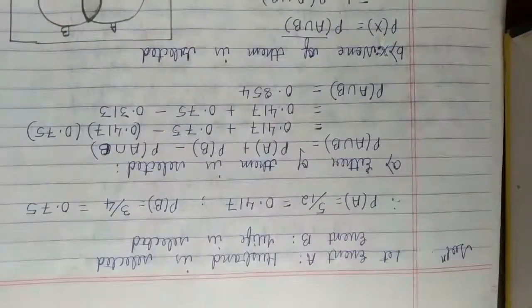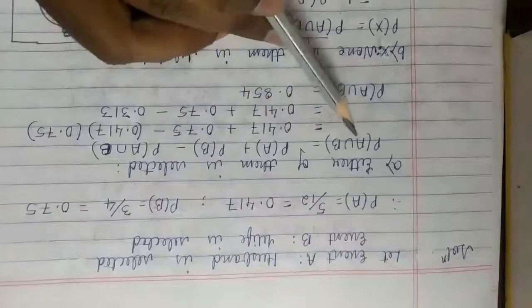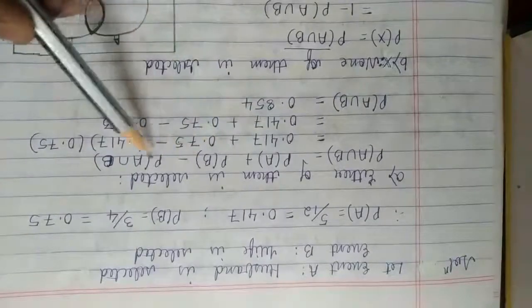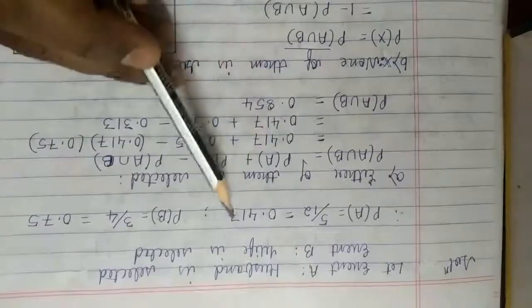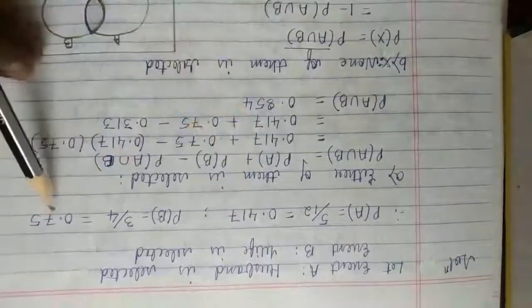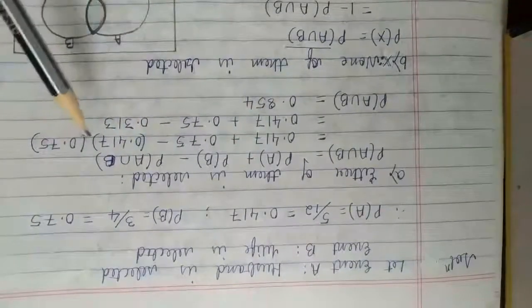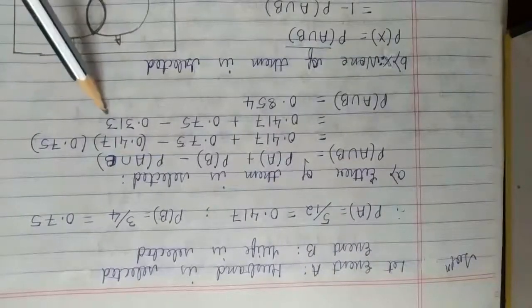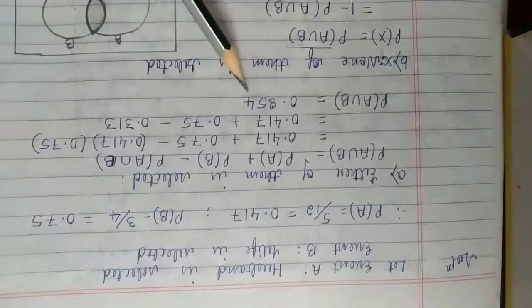Any one of them is selected. So if this is the case, it is a case of the addition theorem. Probability of A union B is equal to probability of A plus probability of B minus probability of A intersection B. Which is equal to probability of A, which we have found out as 0.417, plus probability of B, which is 0.75, minus probability of A into B, so 0.417 into 0.75. So probability of A union B is equal to 0.854.